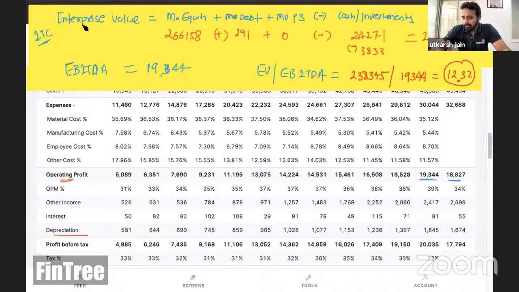And what do we do with this number? How do we use it? What is to be done? So this number is to be compared. This number we should compare with the competitors of ITC.